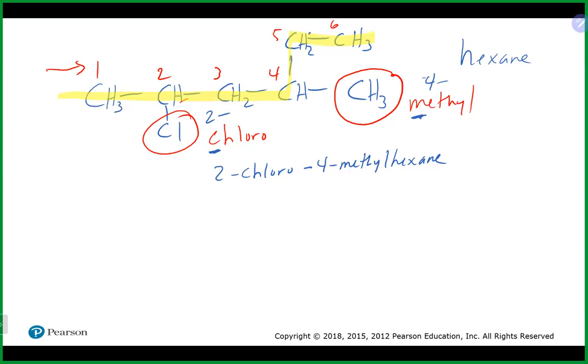It's all about the location of where we can find those groups. The 2-chloro means go to the second carbon on hexane, and there's a chlorine sitting there. The 4-methyl means go to the fourth carbon on the hexane, and there's a methyl group sitting there. So it's all about basically telling people where you can find things. Question on that one there.